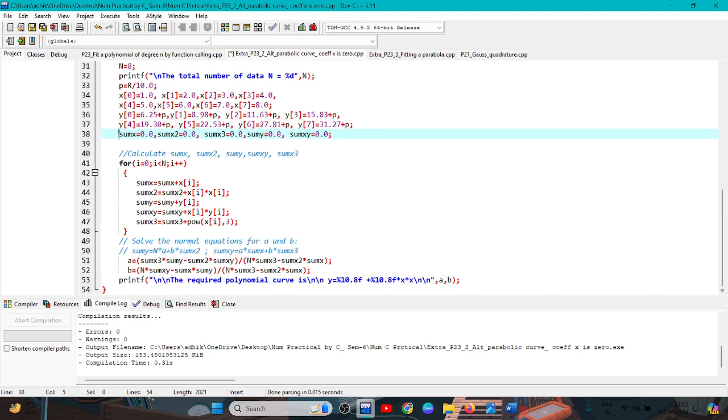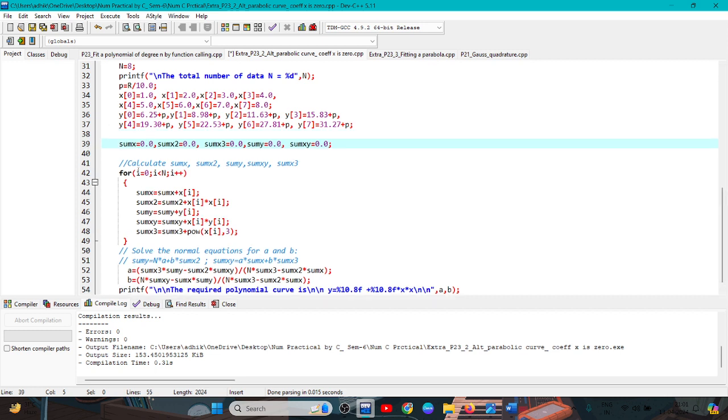Initialize sum x equal to 0, sum x2 equal to 0, sum x3 equal to 0, sum y equal to 0, sum xy equal to 0. For I equal to 0, I less than n, I plus plus: sum x equals sum x plus xi, sum x2 equals sum x2 plus xi into xi, sum y equals sum y plus yi, sum xy equals sum xy plus x into y, sum x3 equals sum x3 plus x cube.